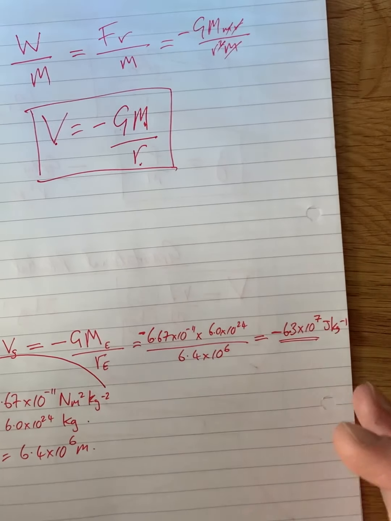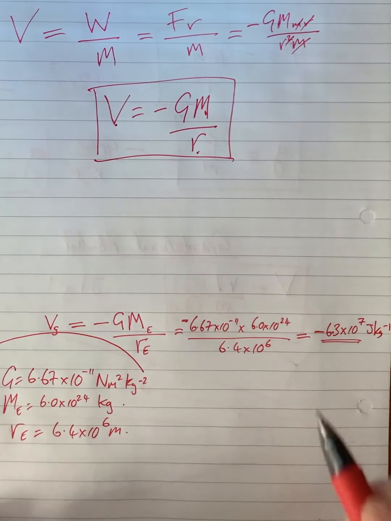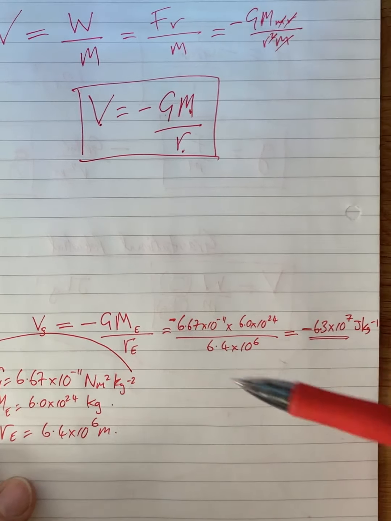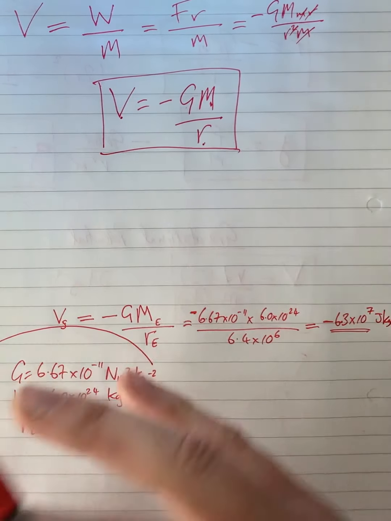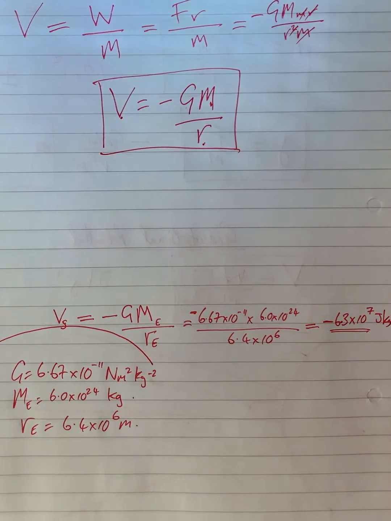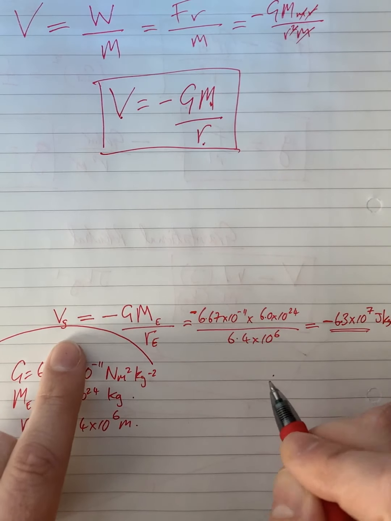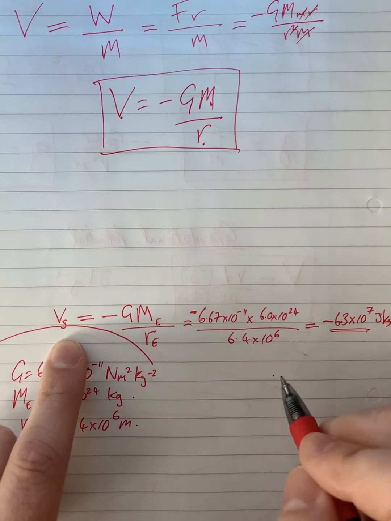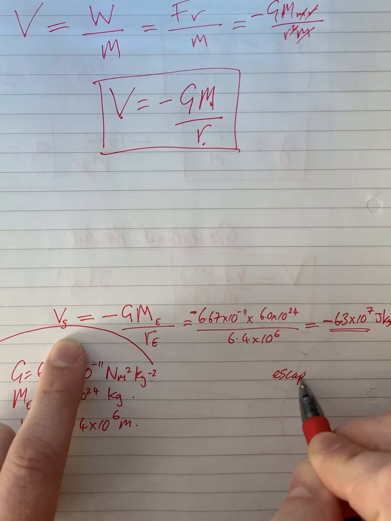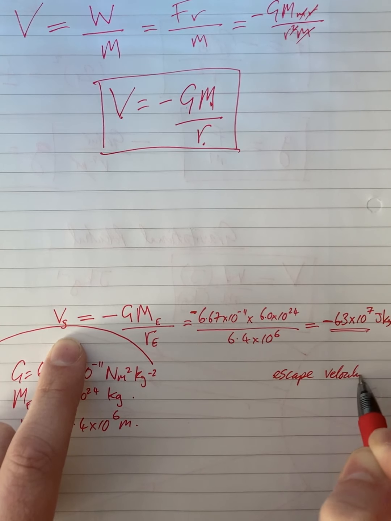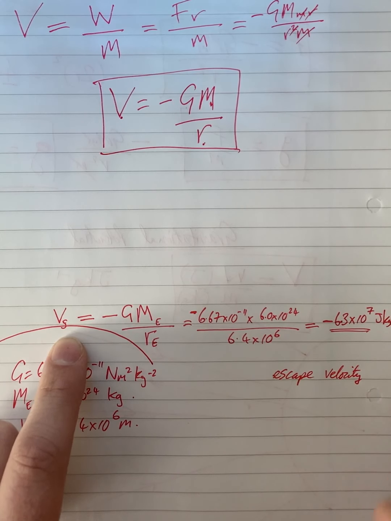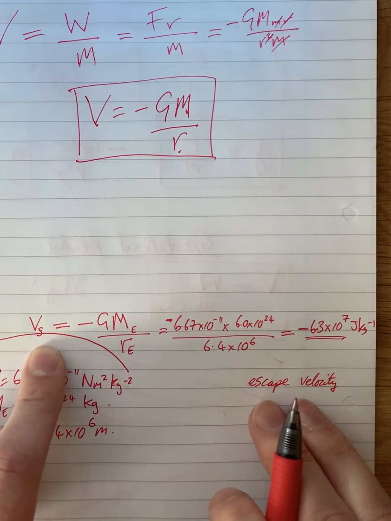And we can do a number of things with this. We can work out how much energy would be required to totally escape that field, to go to that infinite distance. And that would lead us on to working out how fast we'd need to be going, so we can work out the escape velocity of an object needed to escape a planet. I'll do that in a separate video.